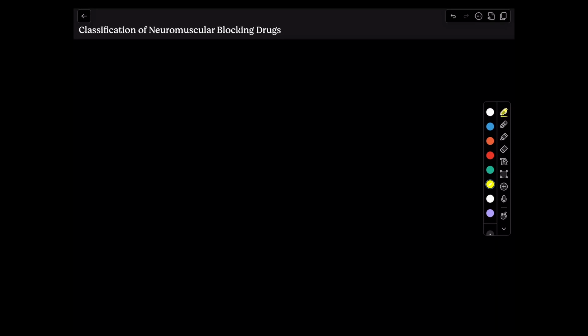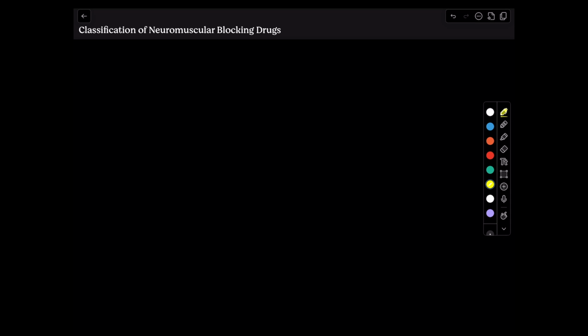Another common exam question that gets asked is the classification of neuromuscular blocking drugs. It's a question that comes up in both the primary and the final FRCA. The most common way of classifying is to use the depolarising and non-depolarising denominations. The problem with this method is that it leaves out a few clinically relevant drugs.